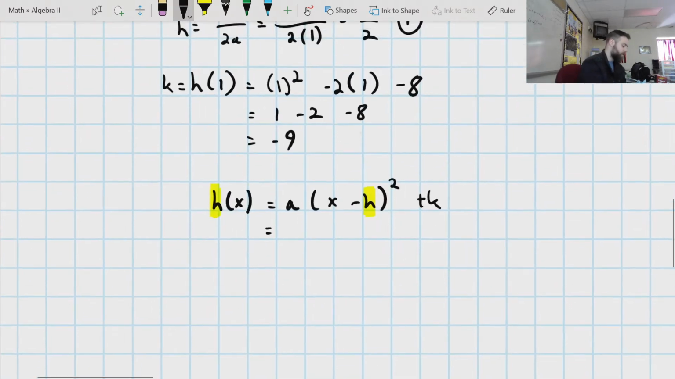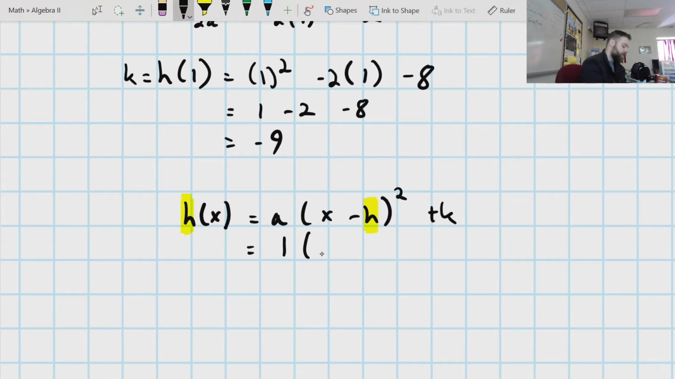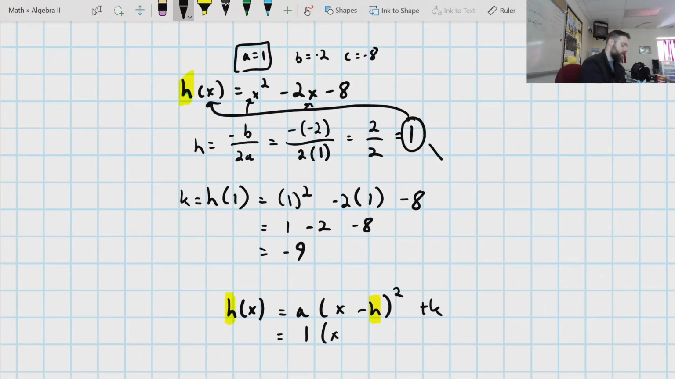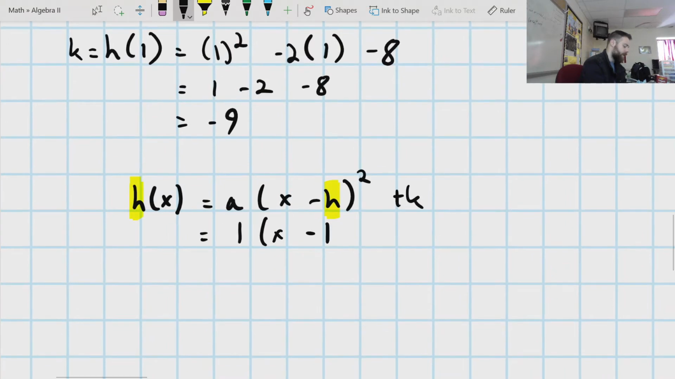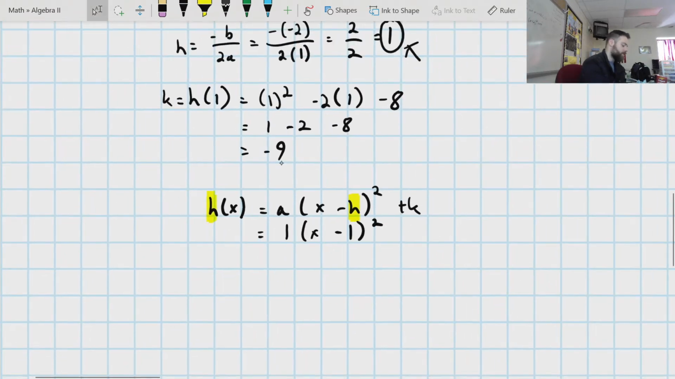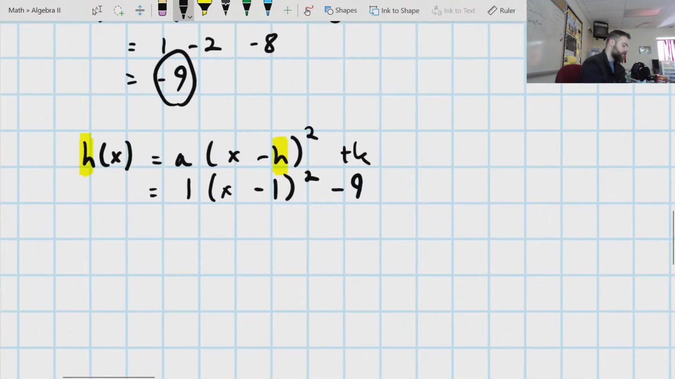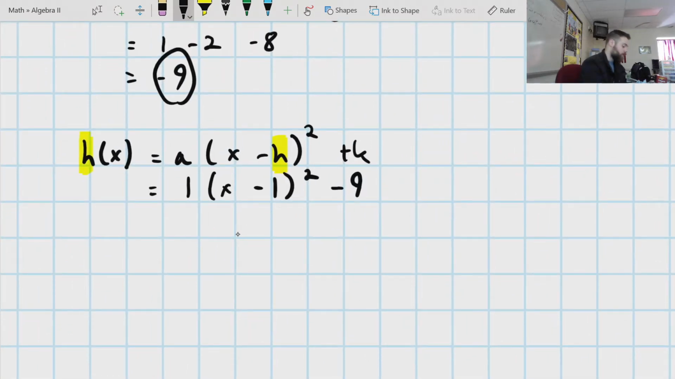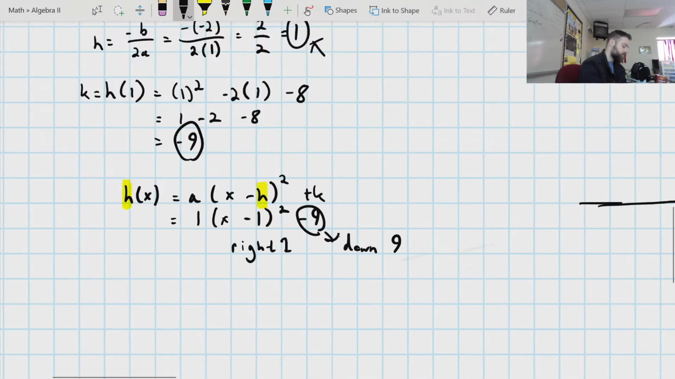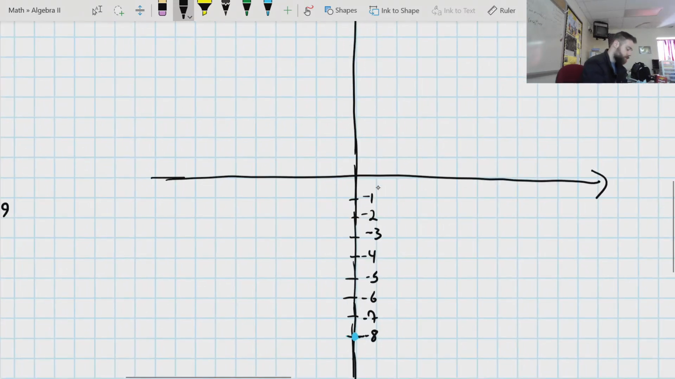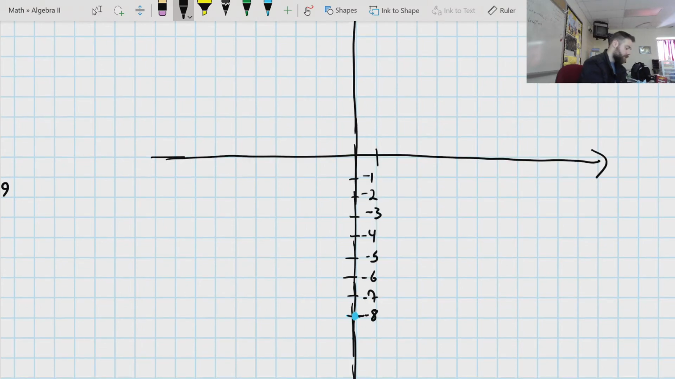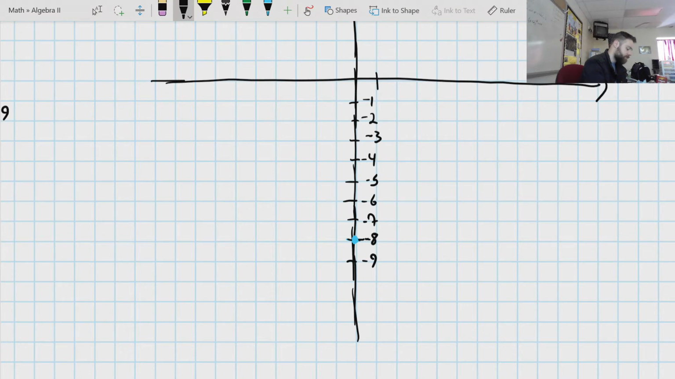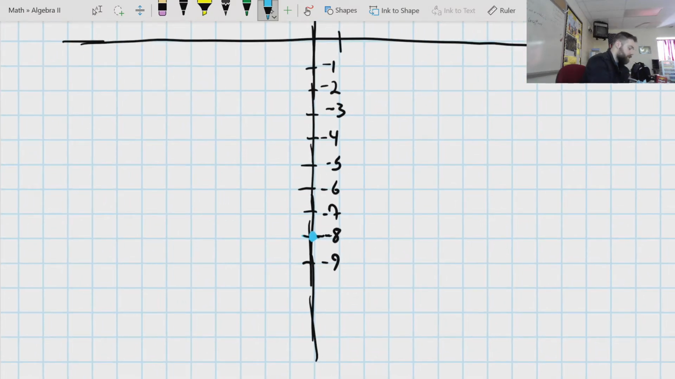A is 1. And then I want to find this h value, which I just did a second ago. h is 1. So I get (x - 1)², and then my k value I just found, which is -9. And so this tells me that my function is shifting right 1 and then down 9. So right 1 and then down 9. So it should hit here, and I'm going to do this in indigo because it's my new favorite color.